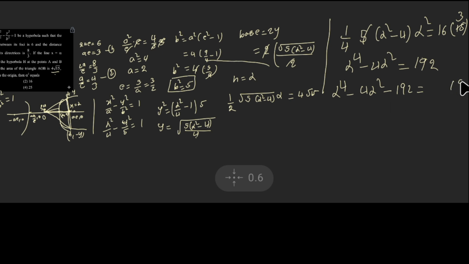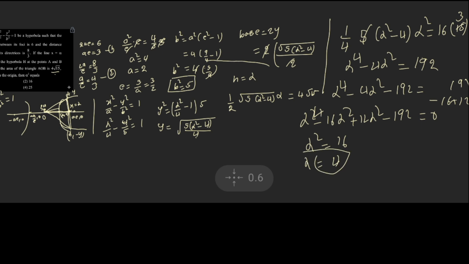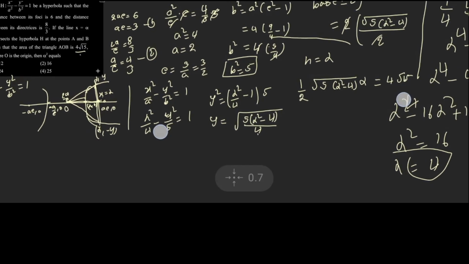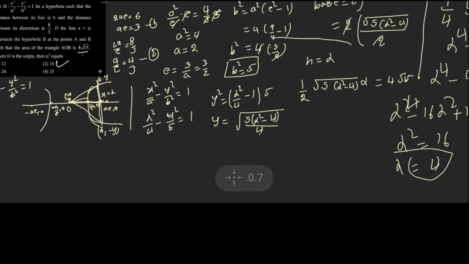So it is a factor. We need factors of 192: 16 into 12, minus 16 plus 12. So alpha to the 4 minus 16 alpha square plus 12 alpha square minus 192 is equal to 0. Alpha square is equal to 16, alpha is equal to 4. What is the alpha square value? Alpha square is equal to 16. The answer is 16. Option 2 is the right answer.